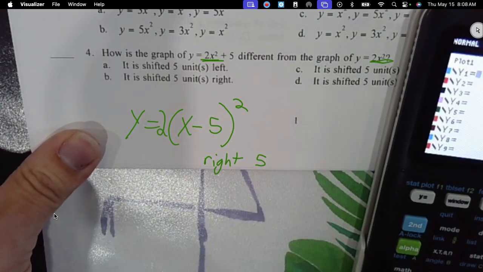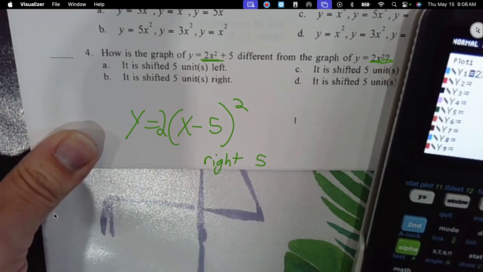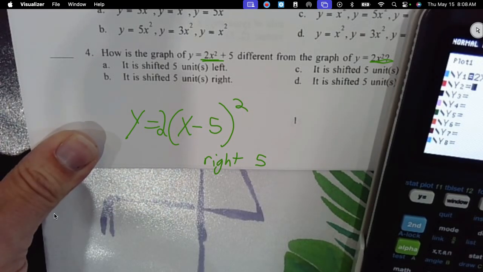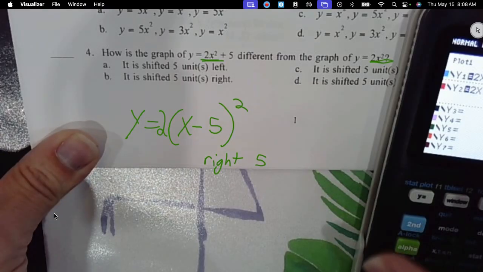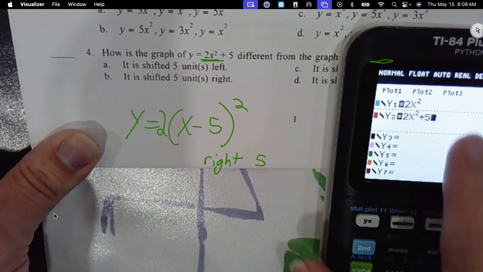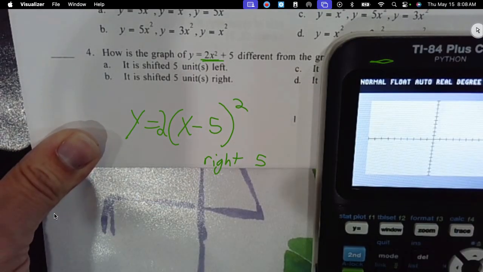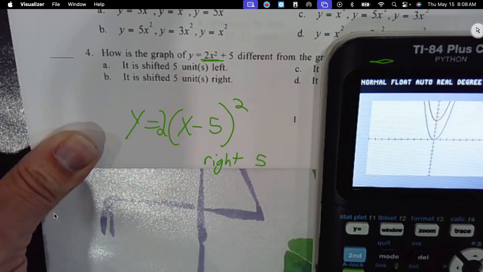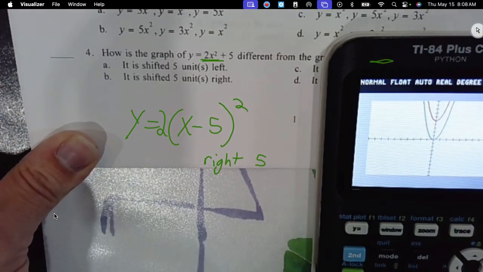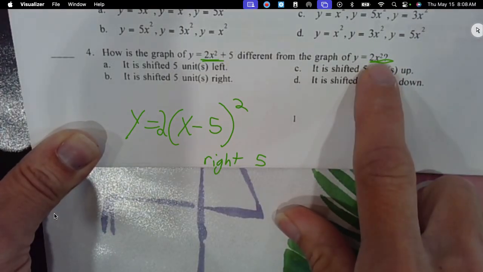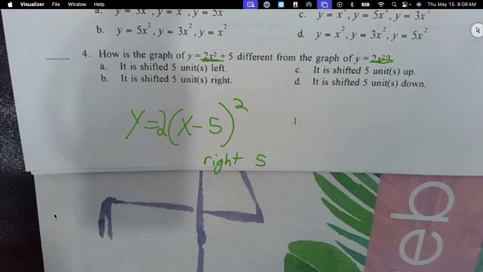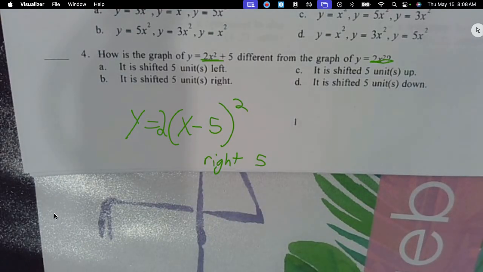Let's type in our basic one, 2x squared. And then let's type in 2x squared plus 5. Oh, y'all can't see that quite yet. Okay, and then when I graph it, here's my first one. Where did this one move? Up. So I would look for my answer that said up 5. Is everybody good with that? So I would type this one in first. That's your basic one. And where does the next one move? That's what we're looking for. Okay. Let's keep going.